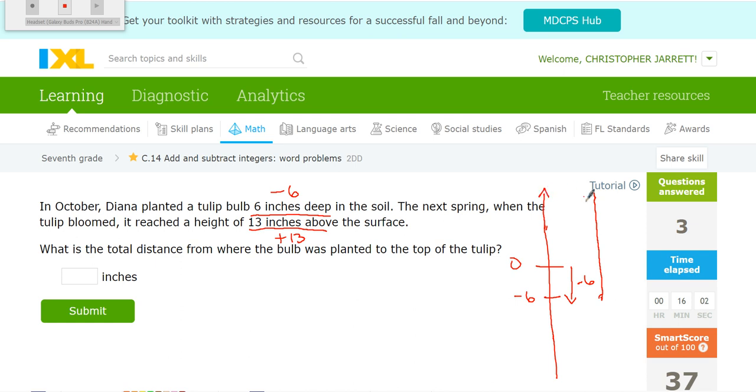So I actually have to extend my number line here. So if I say that this is 13 right here, that means I would end up going through 0 all the way up to 13 inches above. So what is the total distance from where the bulb was planted down here to the top of the tulip up here? When they asked me for the total distance, that means I had to go from the minus 6 back to 0 first, which is 6. Then I have to do another 13 from 0 to the top of the tulip. So that will be 13 plus 6, which is going to be 19.